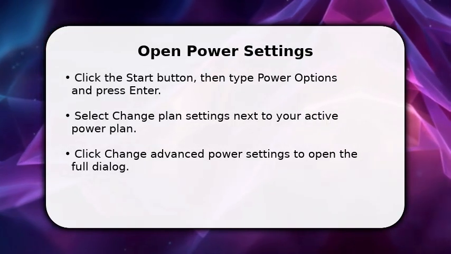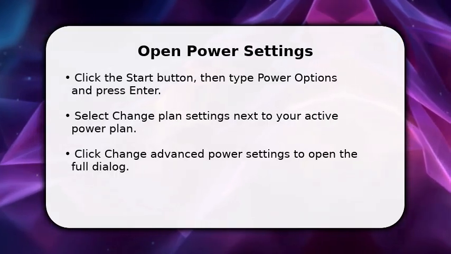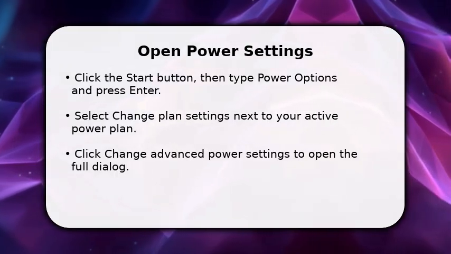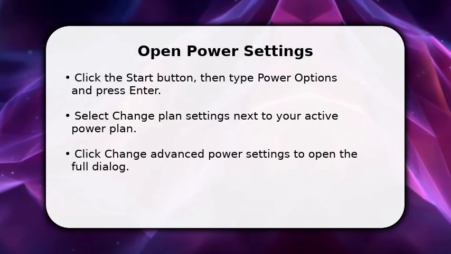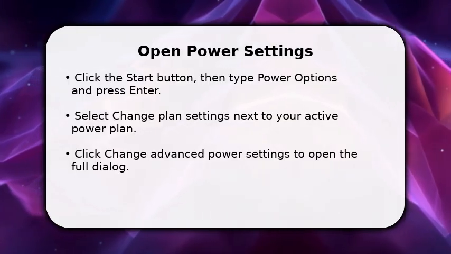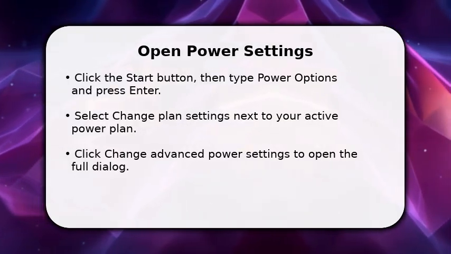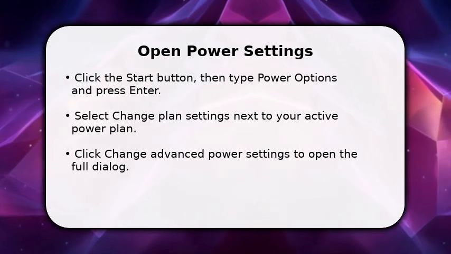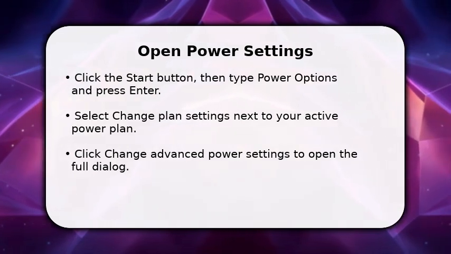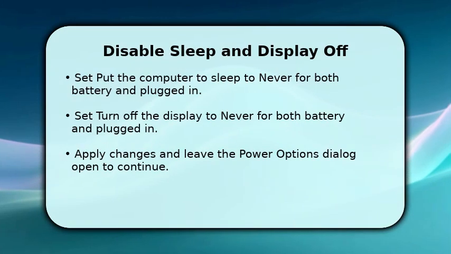This dialog controls sleep, display, and processor power management settings. Keep this window open while you modify the options in the following steps to ensure you do not lose your changes. Find the sleep category and expand it to show its sub-options. Set Put the computer to sleep to Never for both battery and plugged in.